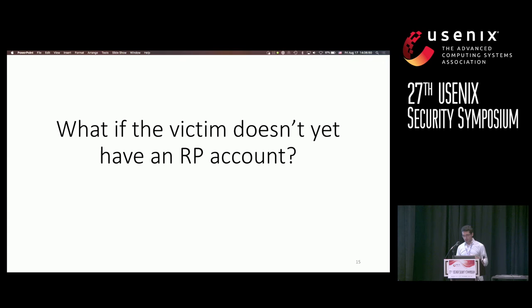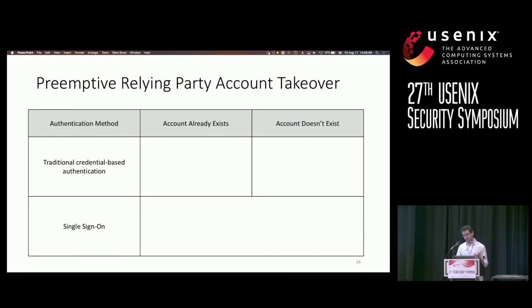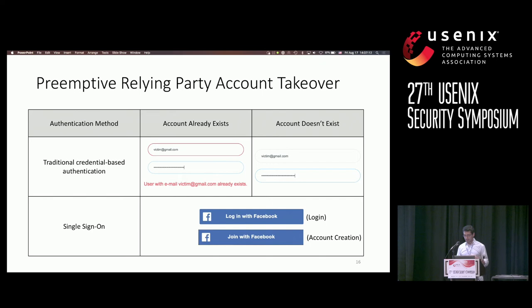Traditional credential-based authentication makes a distinction between account creation and login. For instance, creating an account that already exists shows an error, as shown here. However, based on our observation, single sign-on abstracts the fact that the account already exists and shows no visual difference between these separate actions. Therefore, prior existence of a Reliant party account is not apparent to the victim if the attacker preemptively creates the accounts with single sign-on.